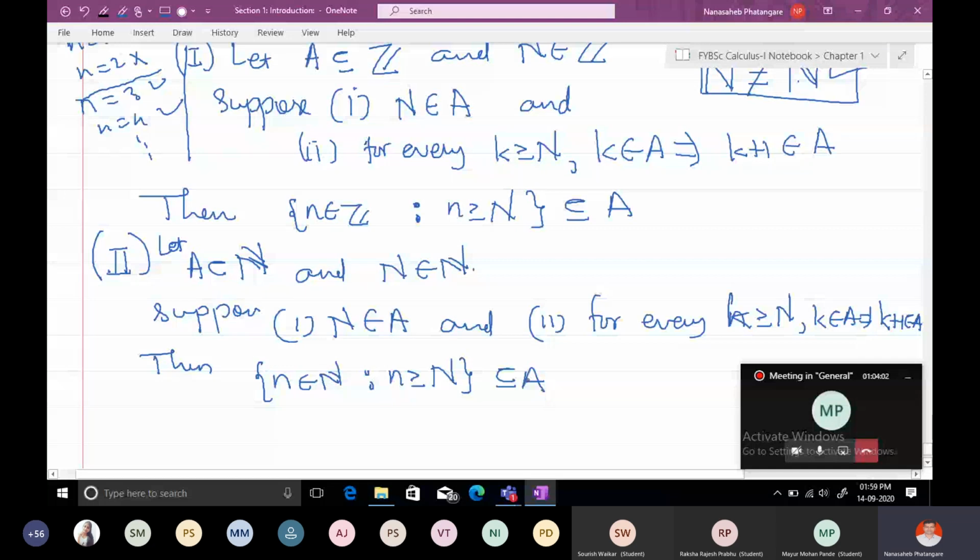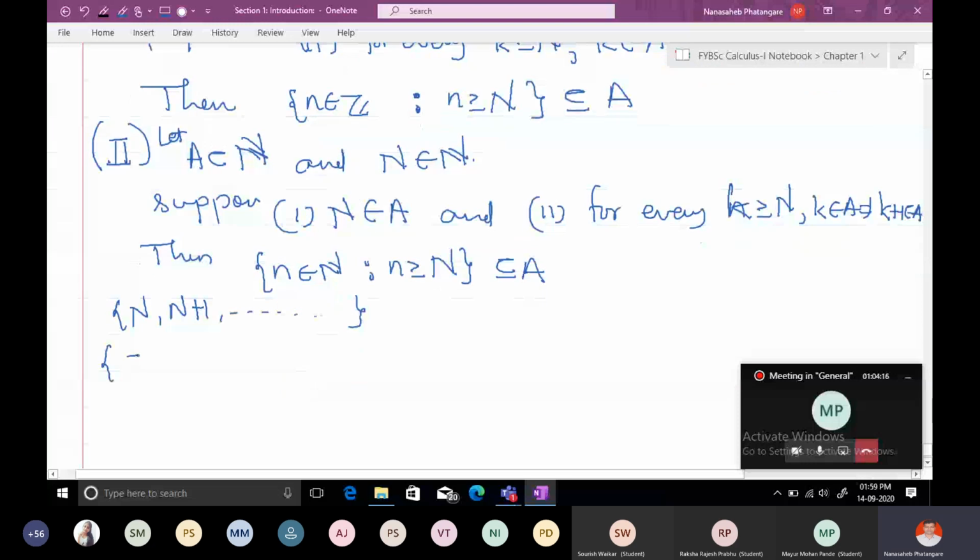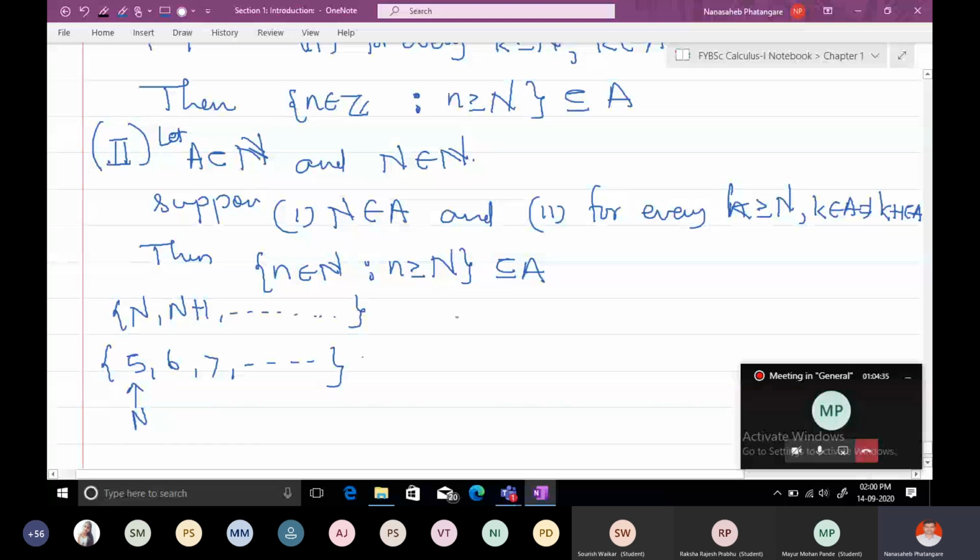Suppose my capital N is 5, then 6, then 7, and so on. So this set satisfies these two properties. What is n in this case? N is 5, and if you add the next one to this, 6 is there, 7 is there, all are, and therefore the set A contains this. This is the meaning of this general version.